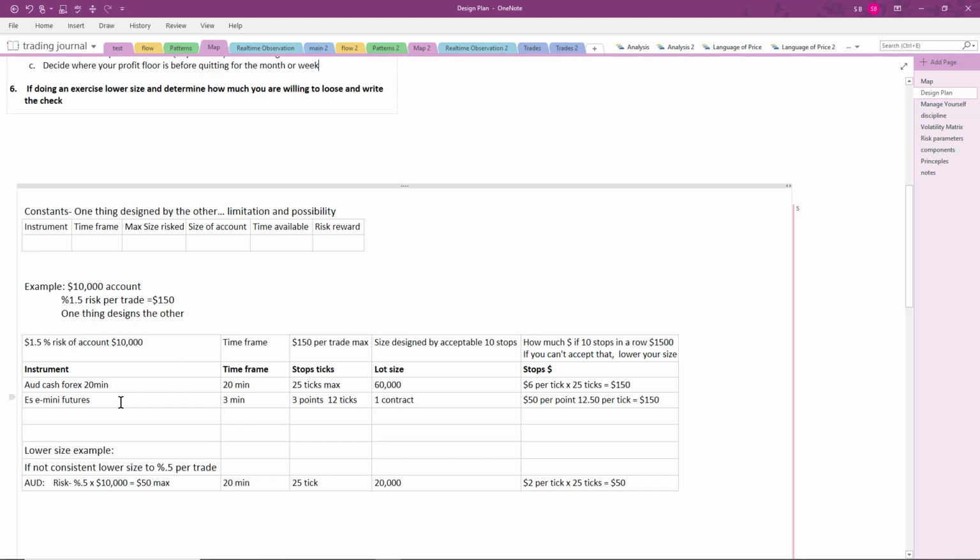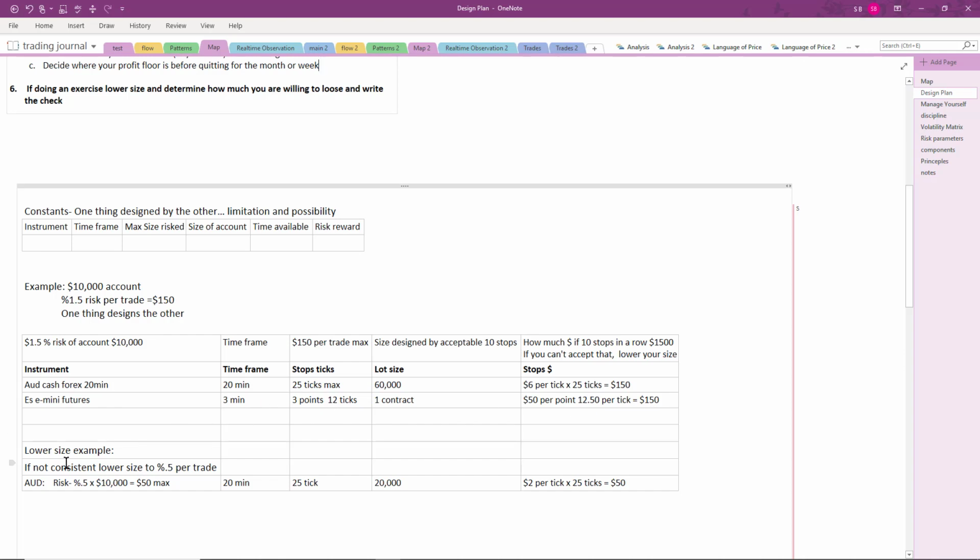If I'm trading ES E-mini futures, I used to trade a lot of the 3-minute, back when 3 points was my maximum stop. We haven't seen that lately. So it's one contract. You just do the math and say, oh, I can trade that. If you're trading oil and it's more than $150, well, then you're not going to do oil.